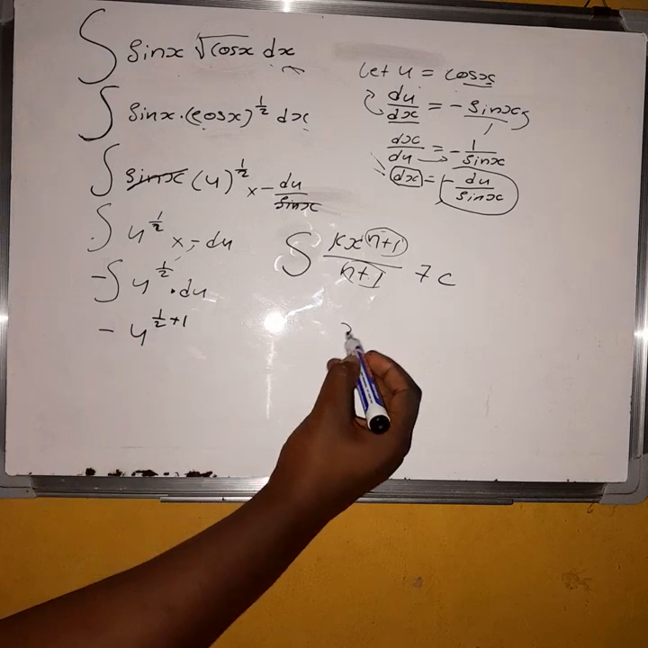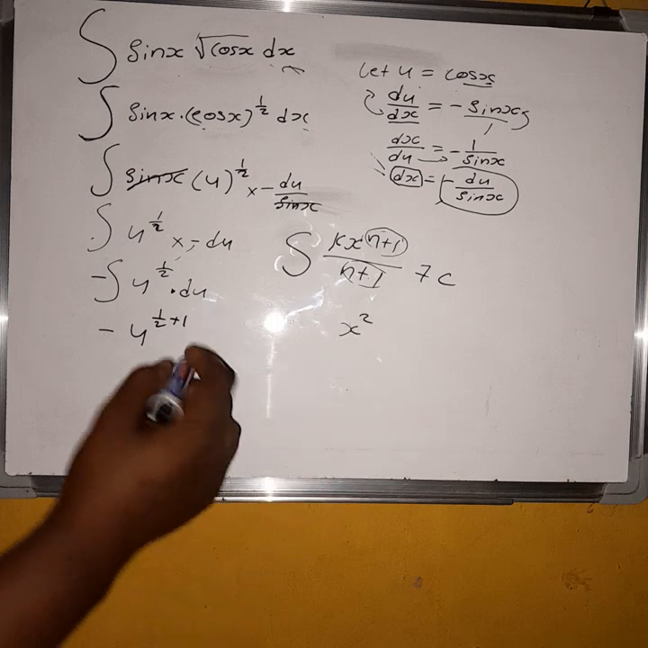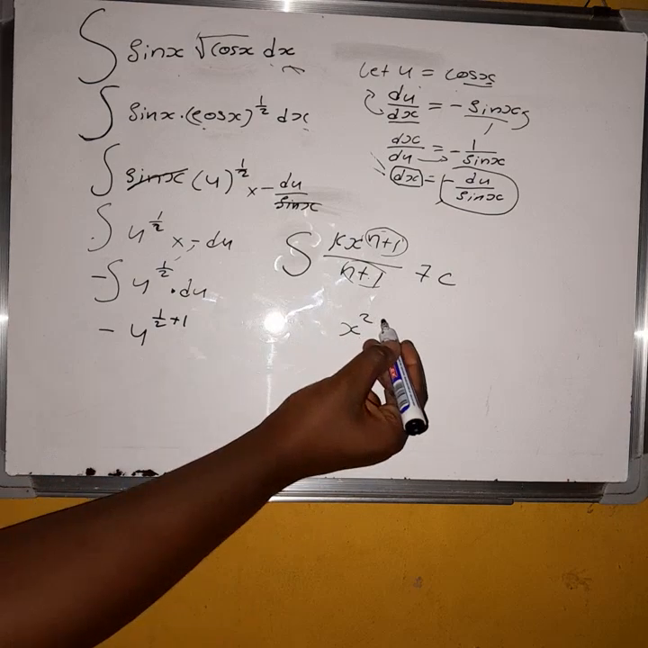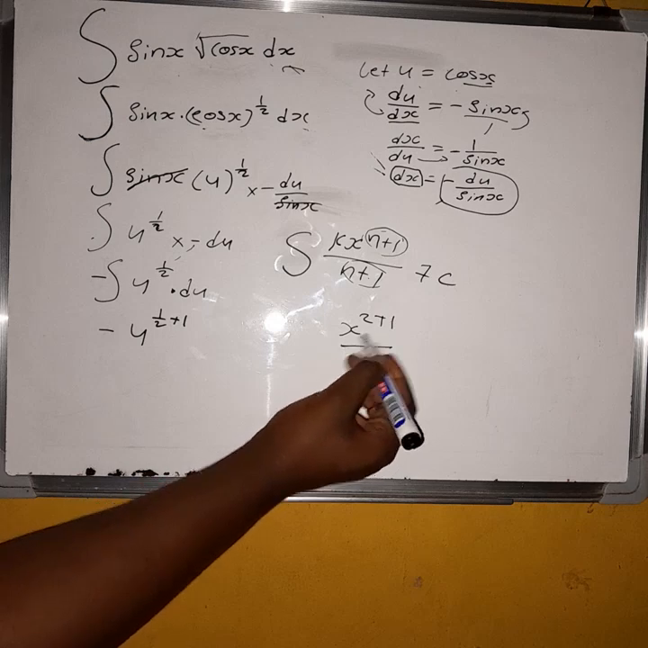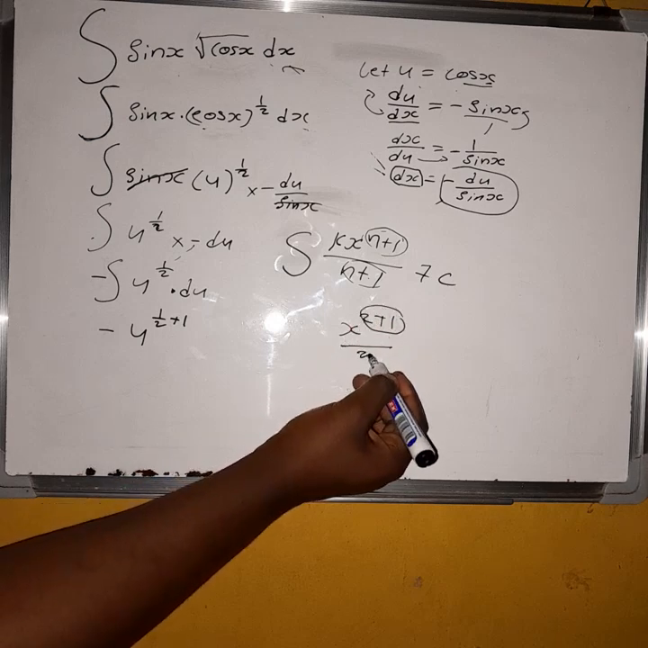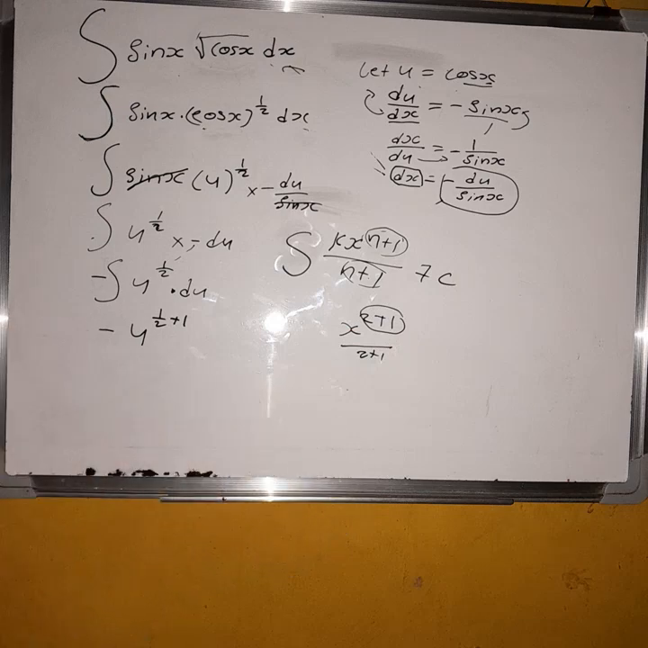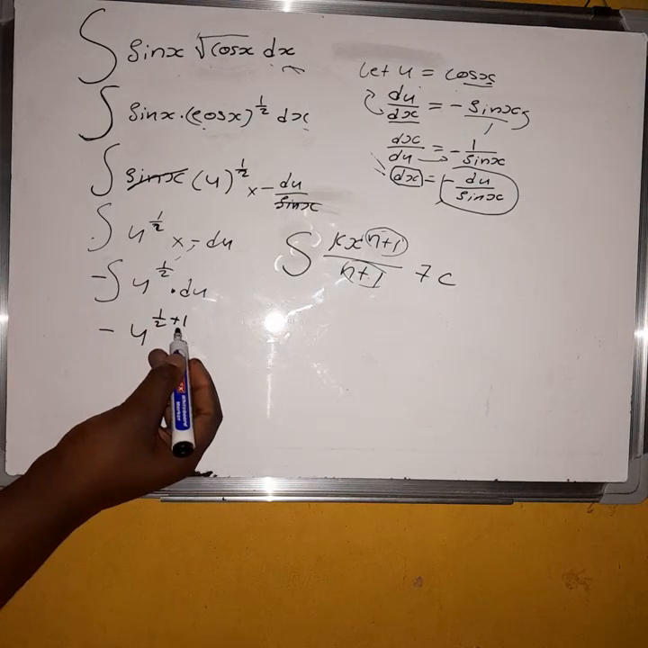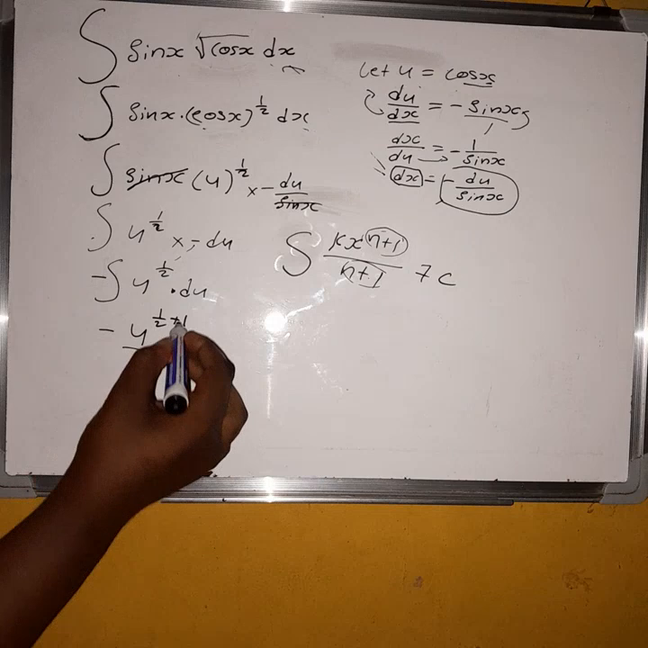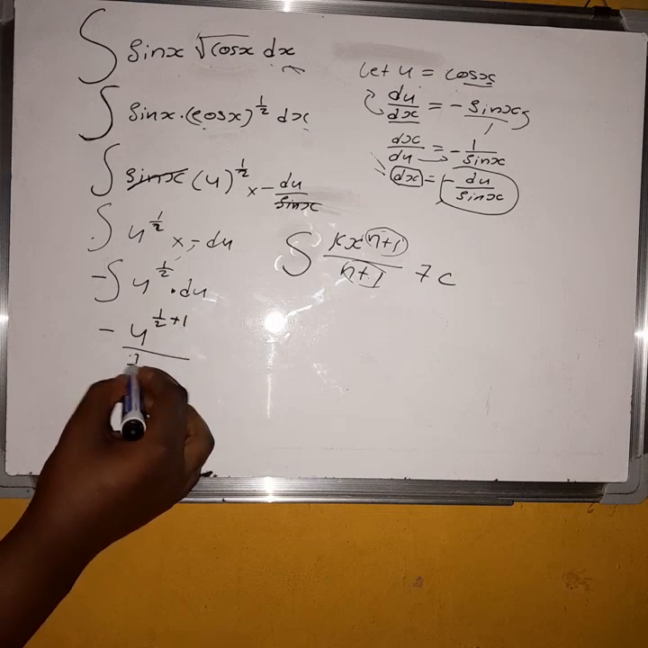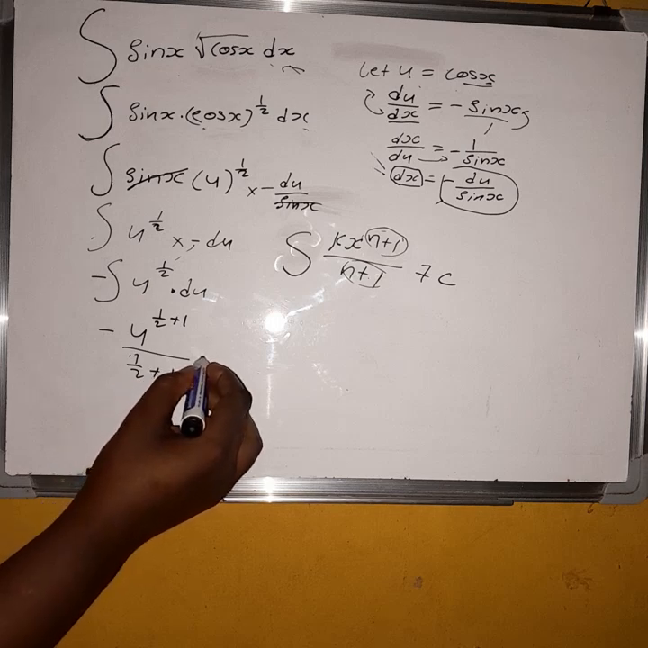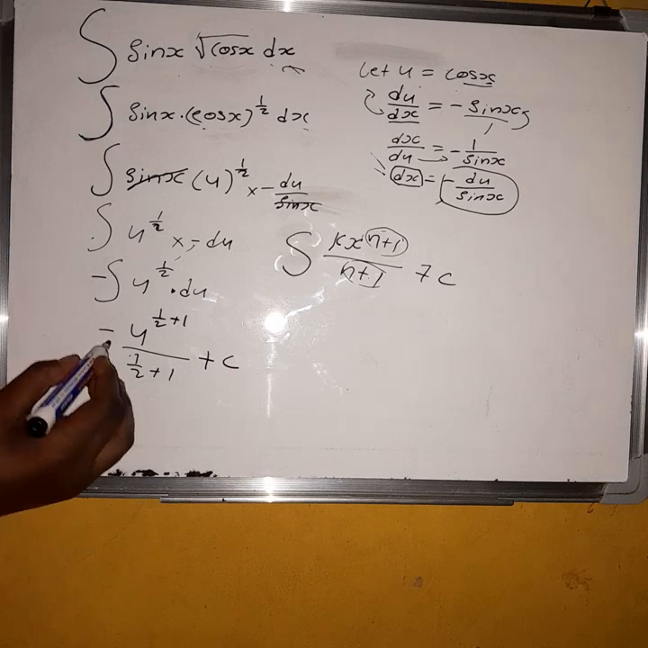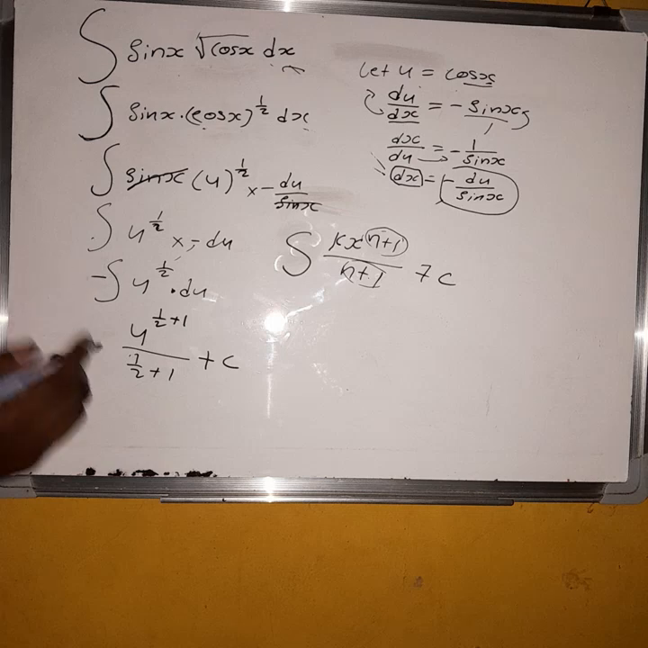If you have something like this, parabolic or whatever, maybe with this shape, you add 1 to the exponent and you also divide by the same thing, 2 plus 1, always. So you add 1, you divide by this, 1 over 2 plus 1. Also you must add the constant C, because you've integrated.